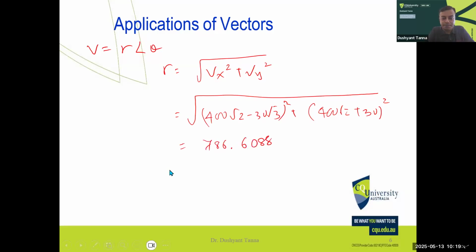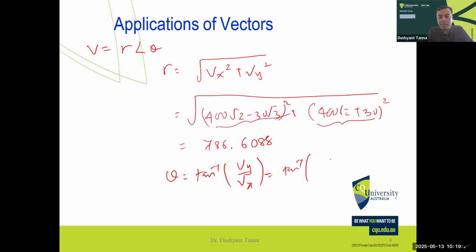Now we talk about theta. Theta is tan inverse of y on x, or Vy over Vx in our situation. We got Vy, we got Vx, right? Tan inverse of that number, whatever that is, and that number comes as 49.23.